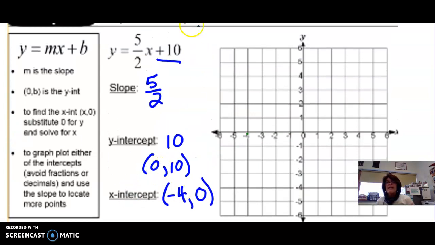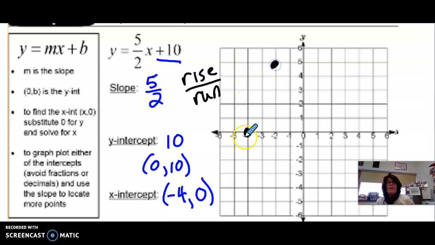My x-intercept is negative 4, 0, right here. My y-intercept, I didn't give you enough room, it's 0, 10. Oh well, I can use my slope to get to another point. My slope is rise over run. We talked about this last week. So from this point that's on my line that I know, I can go up 5 and over 2.